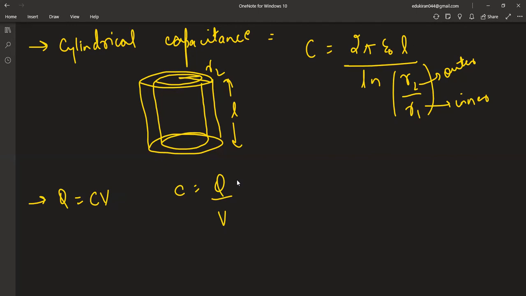Now whenever you have a graph, if I ask you to plot a graph between capacitance and charge, and a graph between capacitance and voltage, what type of graphs will you obtain? We are having two kinds of graphs. The first graph is between charge and potential. The second graph is between capacitance and potential. So what type of graphs will be obtained over here?